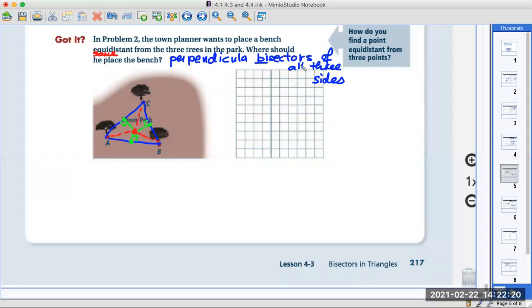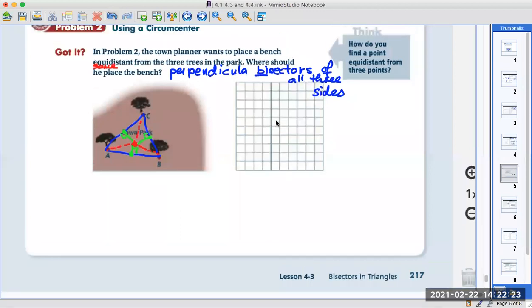And I don't know why they put this here. Am I supposed to graph this? Do they say anything? No. I'm just using this picture. Perpendicular bisectors of all 3 sides. Go to the next page, 218.